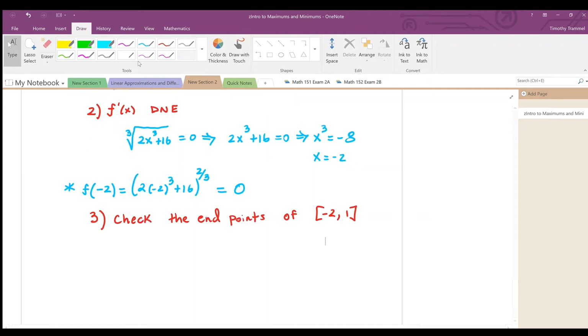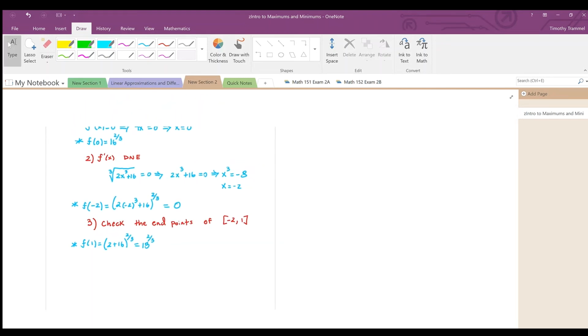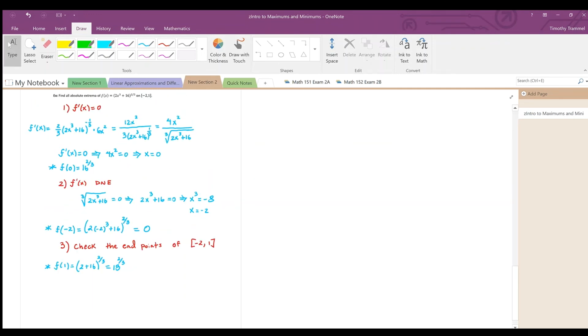And next, we want to check at 1. So f of 1 is equal to 2 times 1 cubed plus 16 to the 2/3. So this is just 18 to the 2/3. All right, and now what we want to do is compare all of these y values, see which one's the largest, which one's the smallest. Looks like here is our largest y value, and here is our smallest.